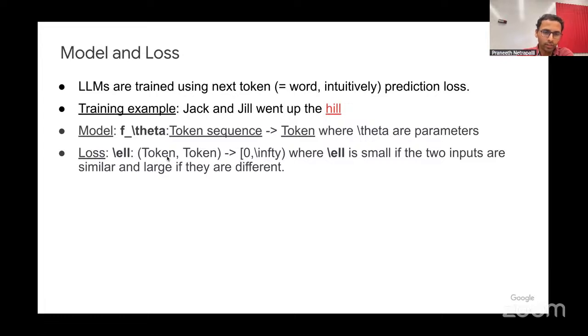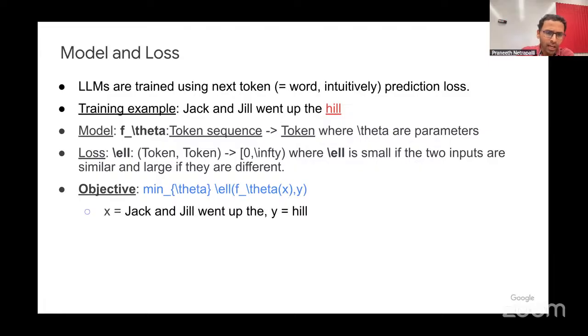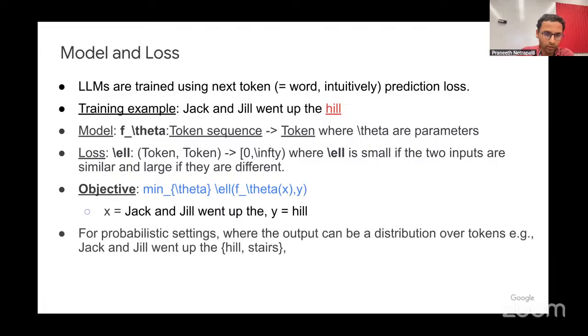If the tokens are close enough, we want the loss to be small, and if the tokens are far apart, we want the loss to be large, right? And as such, when we measure the loss on these discrete sets, it doesn't make sense. So the objective is minimizing the loss of theta, where the input is "Jack and Jill went up the" and the output is "hill."